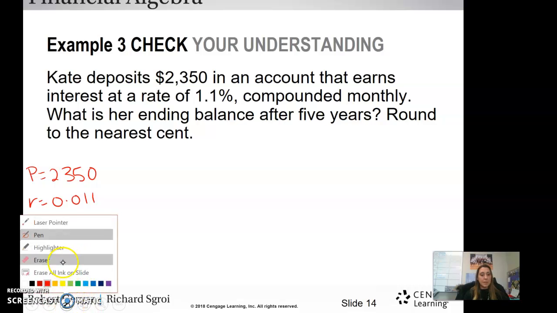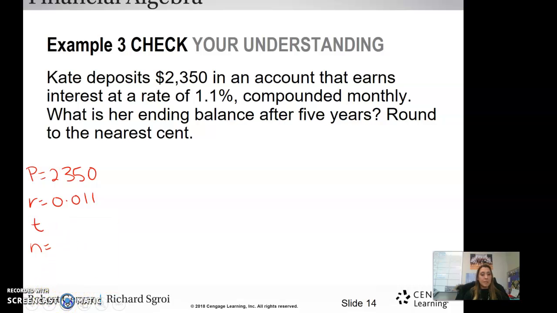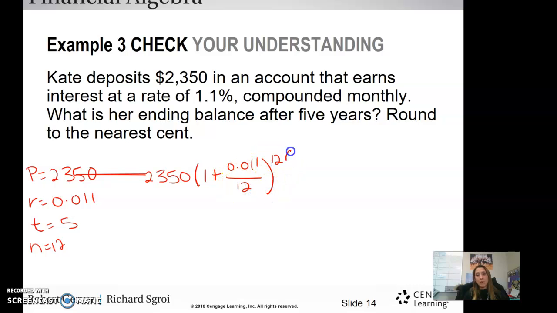I'm just skipping ahead. Our N is monthly, so 12, and our time is actually 5. So we're going to plug all of that in. We have 1 plus 0.011 over 12, to the power of 12 times 5. So we're going to plug all of that into Desmos. Go ahead and get practice doing that. If you're using a calculator, make sure that you get practice doing this and get the same answer as me.